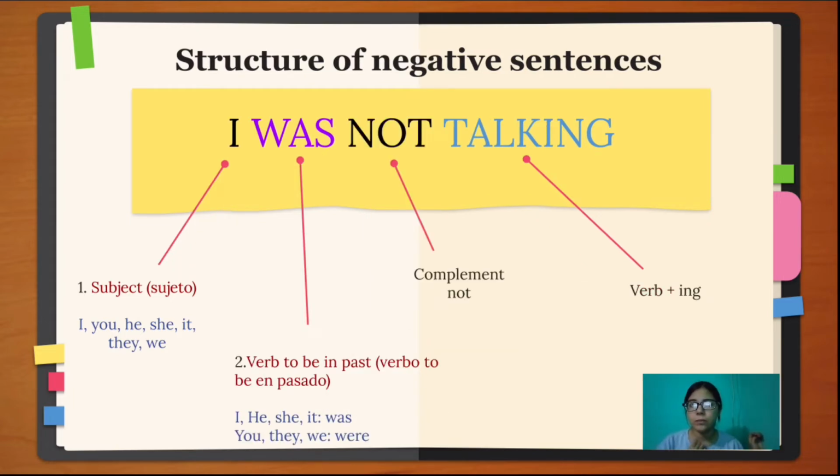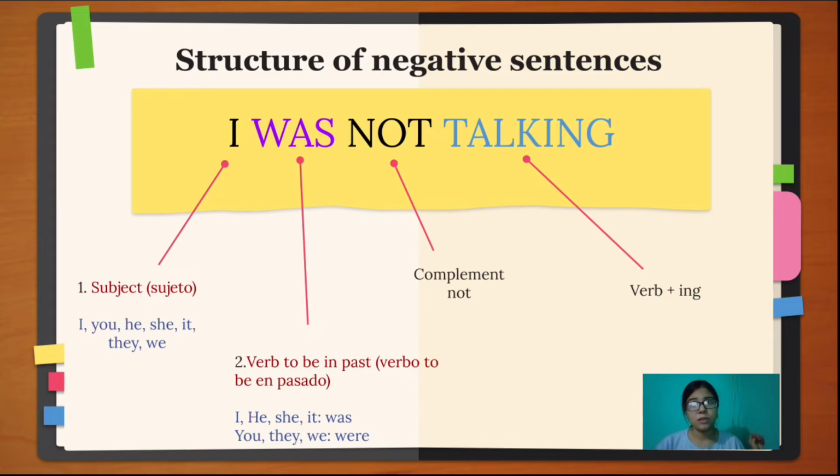Now we're going to talk about the negative form of the past progressive. For this case, the example is I was not talking. Yo no estaba hablando. First, we start with the subject, that in this case is I, yo. But you can also use you, he, she, it, they, or we. Then we continue with the verb to be in past, el verbo to be en pasado.